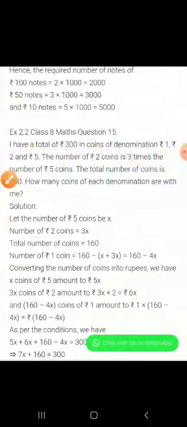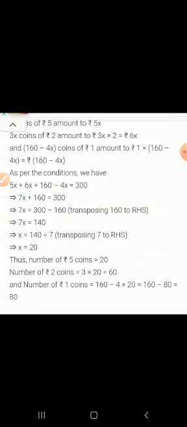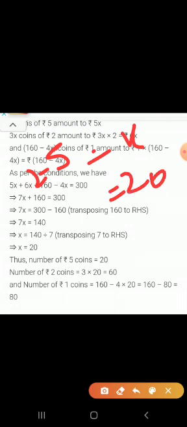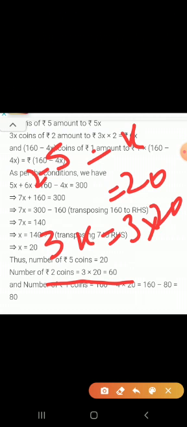Now see what they are asking in the question. Find out how many coins are there of each type. So x value we got as 20. And we have assumed the number of 5 rupee coins as x only. So rupee 5 coins is x, so it will be 20 coins of rupees 5. And the number of 2 rupee coins we have assumed is 3x. So it will be 3 into 20, that is 60 coins.